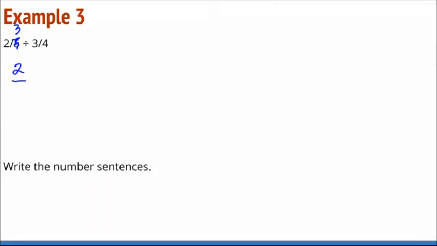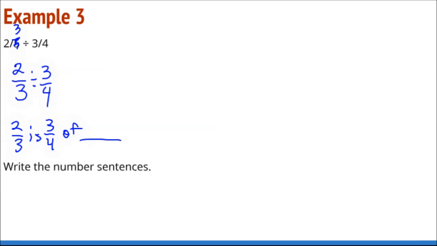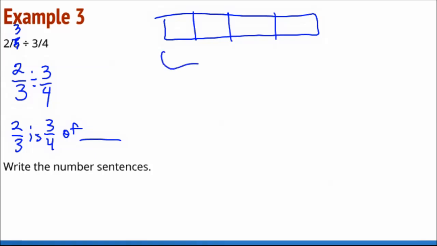So I've got 2/3 divided by 3/4. 2/3 is 3/4 of a number. 2/3 is 3/4, so I need 1, 2, 3. So there's my 3/4. And I've got my 2/3 is equal to that. 2/3 is 3/4. Now I need to take that 2/3 and I need to cut it into 3 parts.